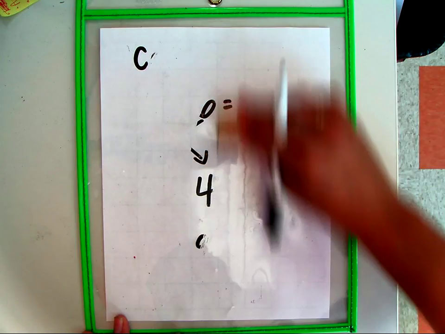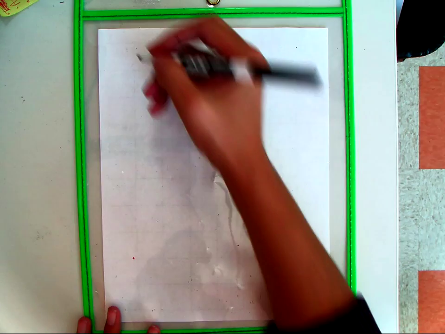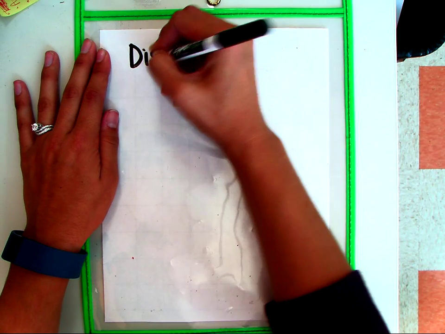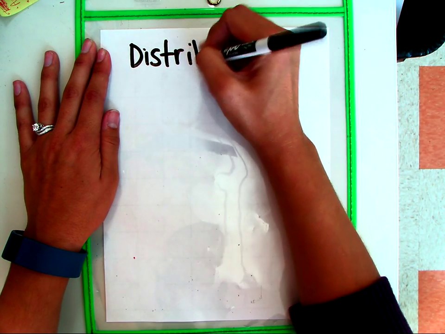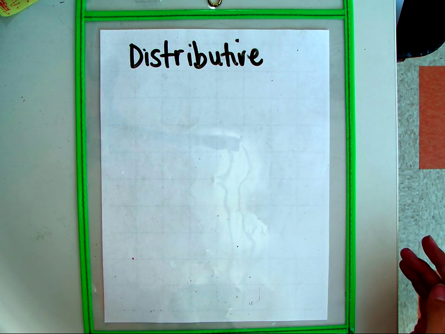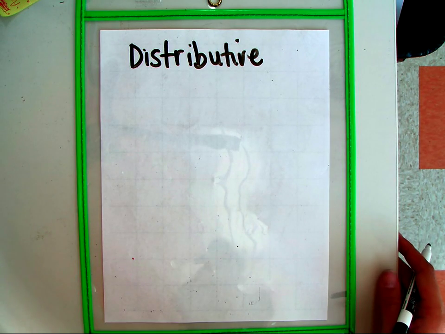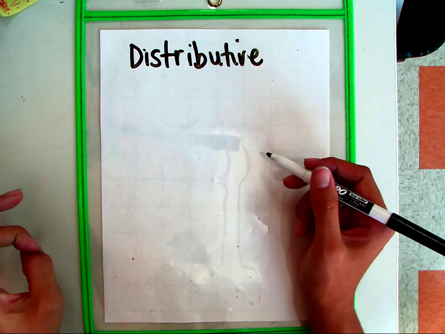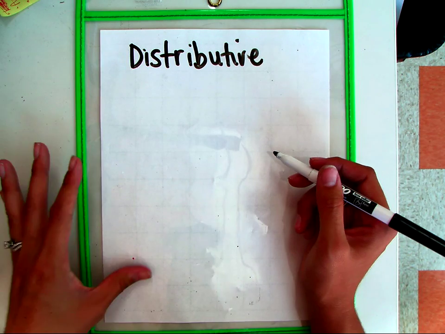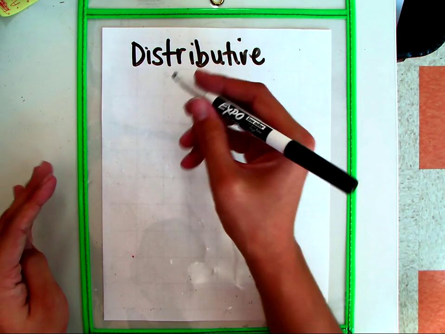The second property that we have been working on is called the distributive property of multiplication. And the distributive property is taking one large or main fact and breaking it up into smaller facts that are more easily recognized and that we're more able to break up.